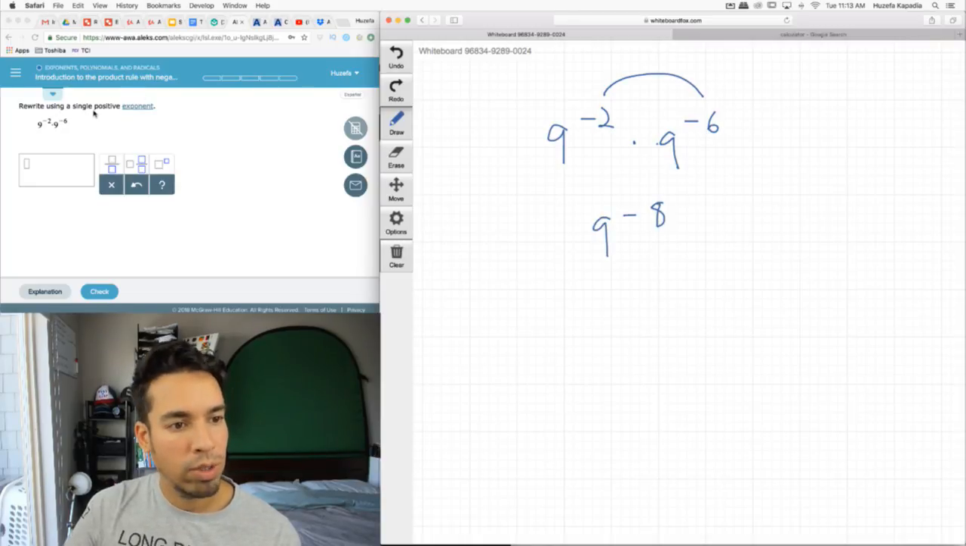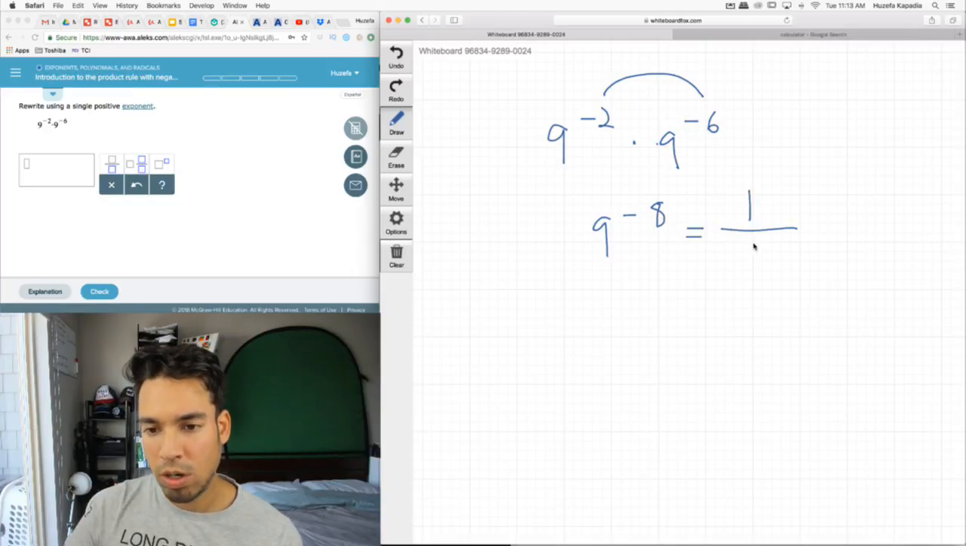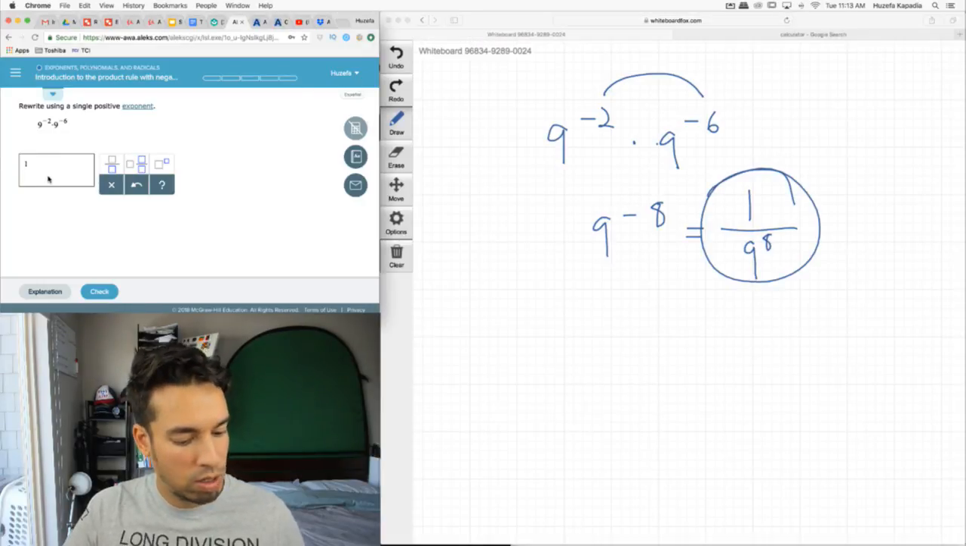But then we want to rewrite using a single positive exponent. How do we convert this to a positive exponent? Remember, if it's a negative exponent, we just put it under 1 and write it like that. So it's 1 over 9 to the 8th.